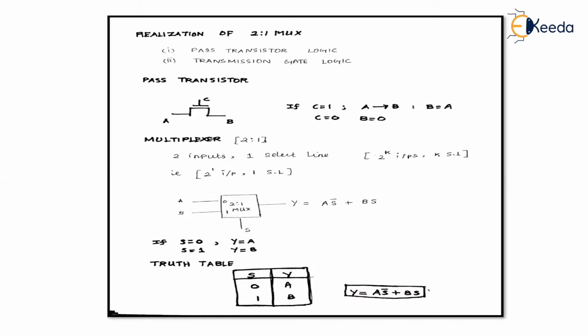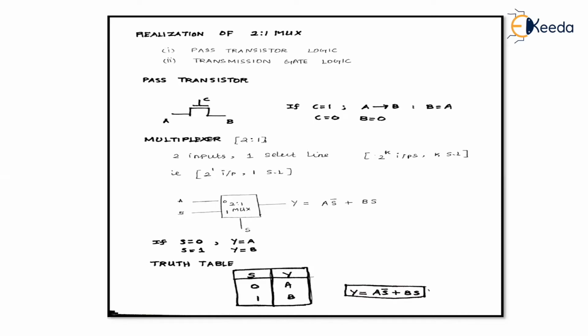I said that with the help of the select line, we are going to select. So how many select lines will be there? If there are 2 power k inputs, k number of select lines must be there. Now what is 2 power 1? 2 power 1 is equal to 2. So 1 is the select line. Now see, A and B are the two inputs, there is one select line, and Y is the output. If my select line is 0, if I am feeding 0 as the select line input, what has to be selected?